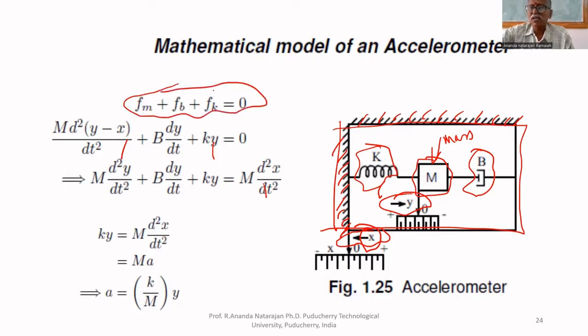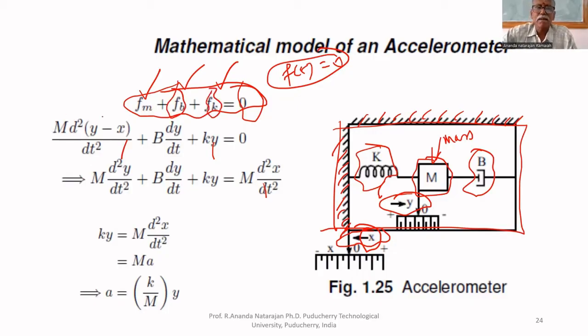What are the reaction forces here? Reaction forces are Fm, Fb, and Fk. There is no applied force, F of t equals 0. That's why the right hand side is 0. On the left hand side, the reaction force because of mass, the reaction force because of dashpot, and the reaction force because of spring. What is the reaction force because of mass? M multiplied by d squared displacement by dt squared.